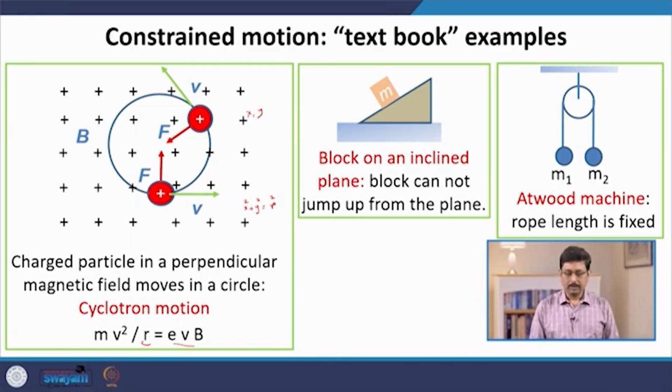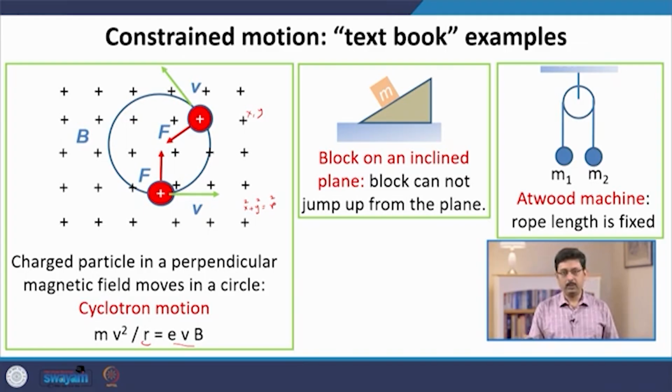Another example is a block on an inclined plane, a very famous problem. We are going to analyze it soon, perhaps in the next week. In this case the block cannot jump up from the plane, so it is constrained to move along the inclined plane. It could be a one-dimensional or two-dimensional motion, but not three-dimensional. This constraint is not usually stated and is very obvious, but it is there.